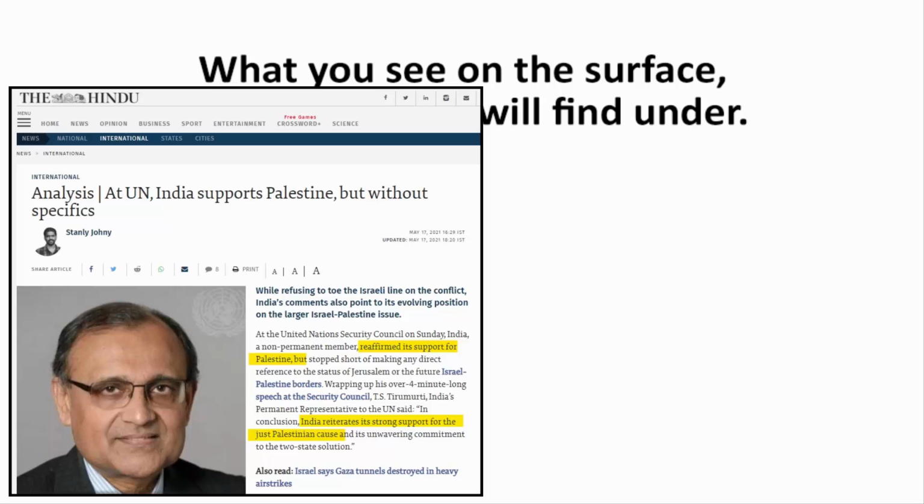Recently you must have heard this statement of T.N. Tirumurti, who is the Indian representative at the United Nations. He said India strongly supports the Palestinian cause. If you notice, there's a word called reaffirmed. It means confirming the validity of something previously established. That means India's support to Palestine is part of India's old foreign policy that began during the Nehruvian era.